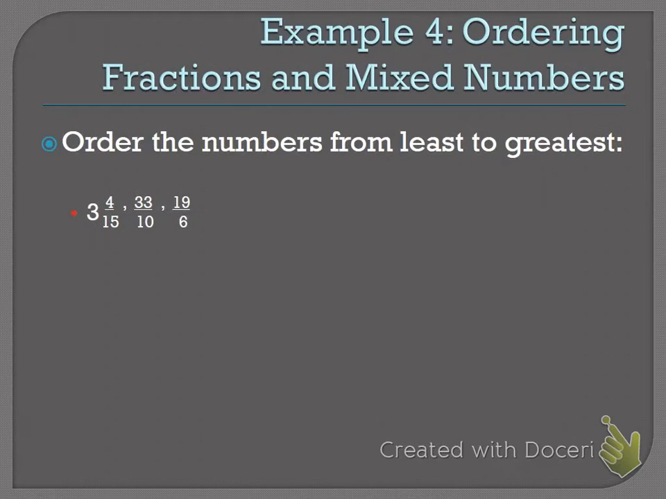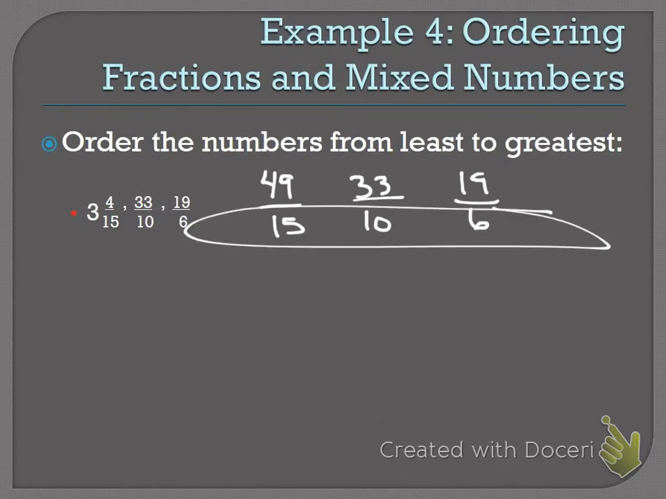So what is 3 and 4/15 as an improper fraction? What's it going to be? 49 over 15. And now I've got all improper fractions, but what's my problem? I don't have common denominators. Find your LCD.